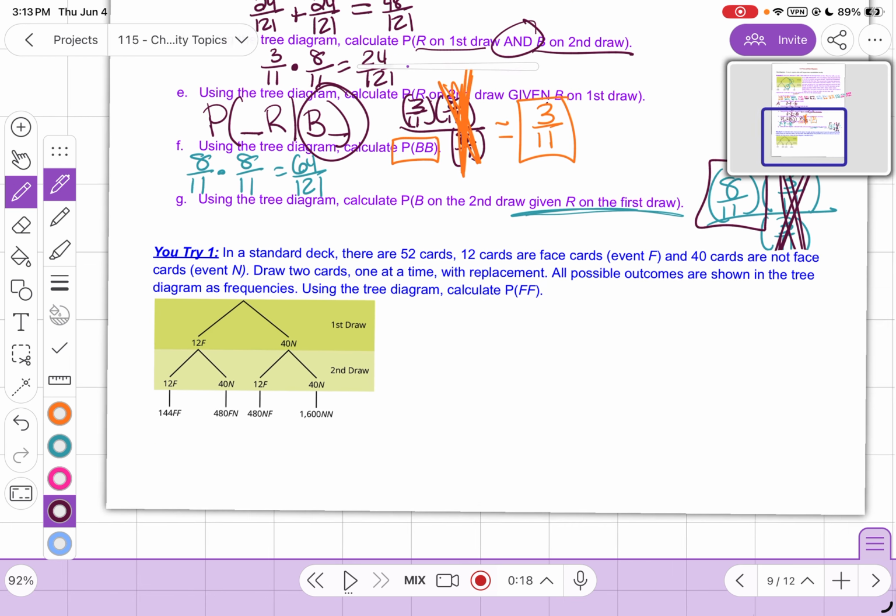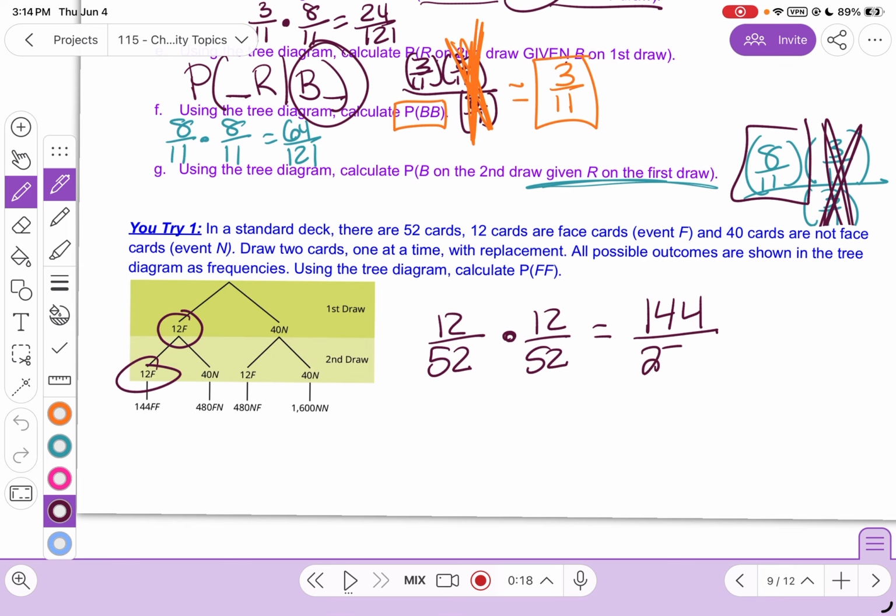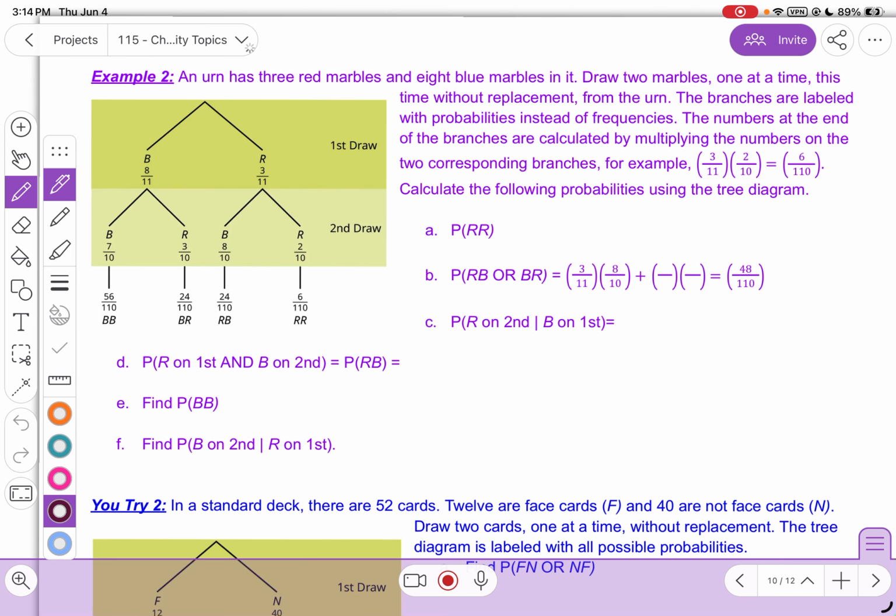Okay, in a standard deck, there's 52 cards. 12 are face cards, 40 are not face cards. Draw 2 cards, one at a time with replacement. All are shown. Calculate probability, face card, face card. So the first face card is 12 out of 52. The second face card is 12 out of 52. So 12 times 12 is 144. 52 times 52 is 2704. And for what we're doing, that's fine for an answer. All right, let's go to the next example.